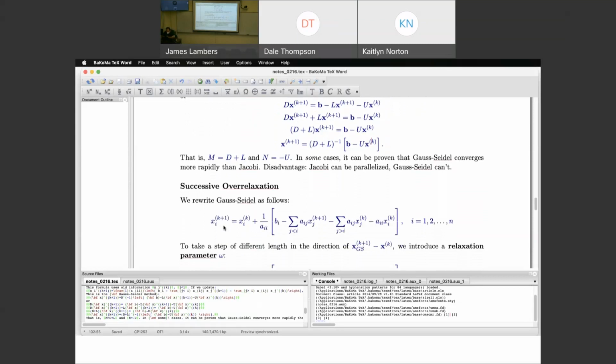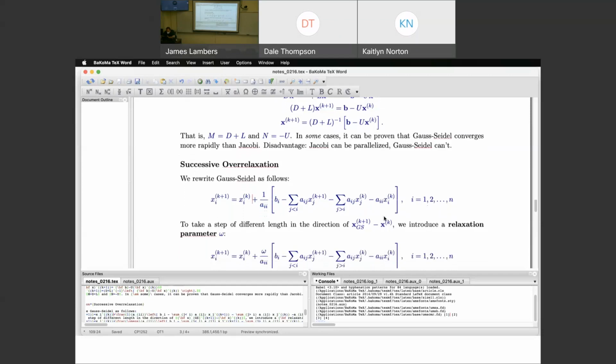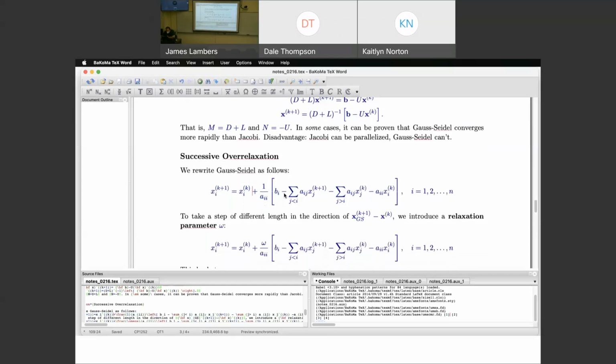So here's Gauss-Seidel again, except written a little differently. Everything you see here is from the original Gauss-Seidel, except I've thrown in this term here, which is offset by this term here. So now it's looking like xk plus 1 is equal to xk plus some correction. So you can think of this as how you change the old x to get the new x in Gauss-Seidel.